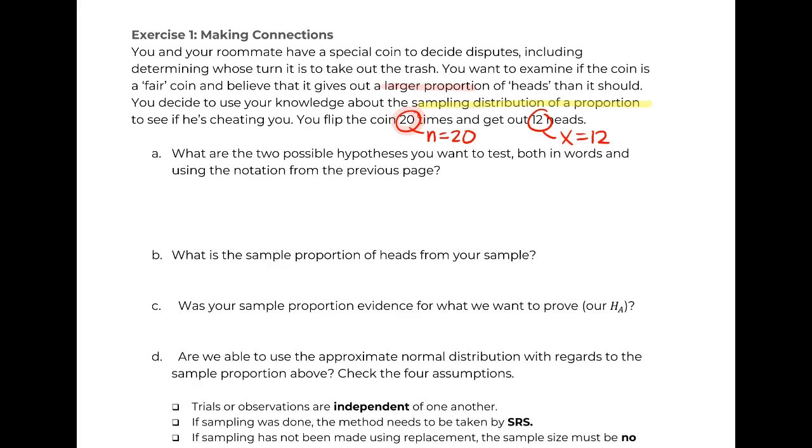So, our two hypotheses we'd like to test here. Well, we're talking about the P, right? The proportion of heads that our coin gives out. So no matter what, we're talking about that. And we have two options here, right? One is my roommate is innocent. It is a fair coin, right? P equals 50%. Because we have to have an equal to in our null hypothesis, and we'll see why in a second.